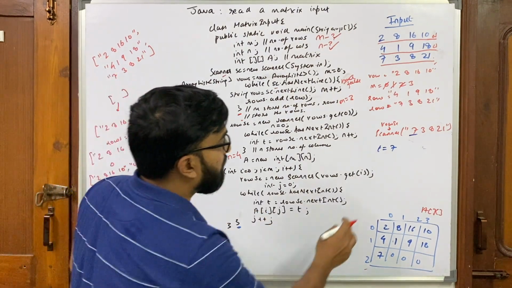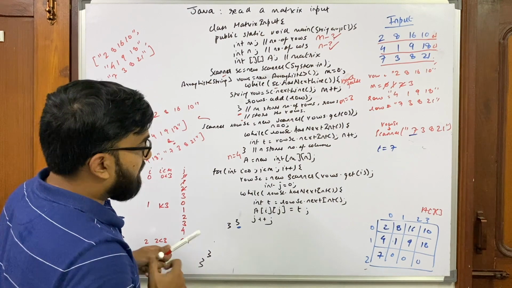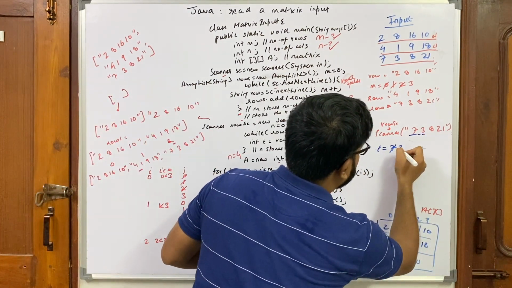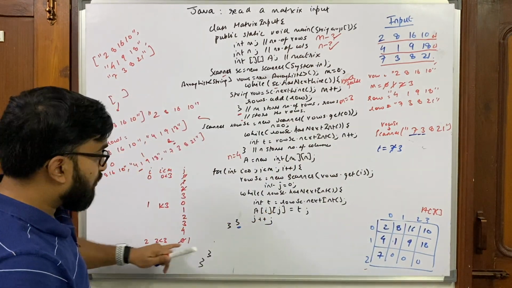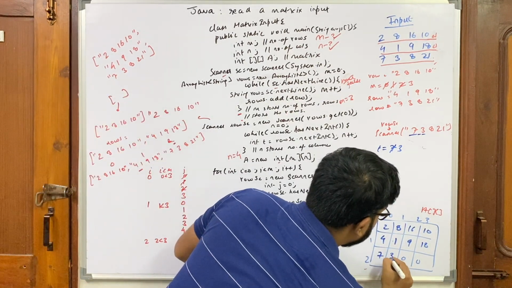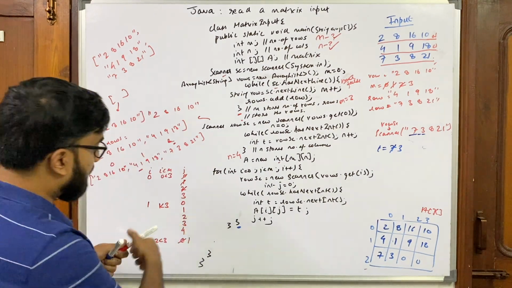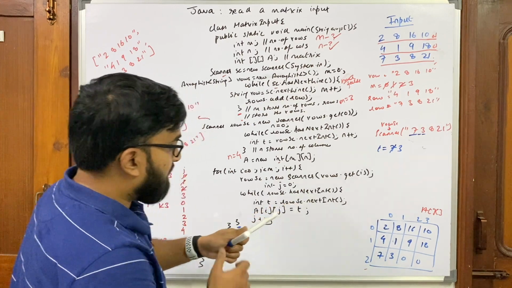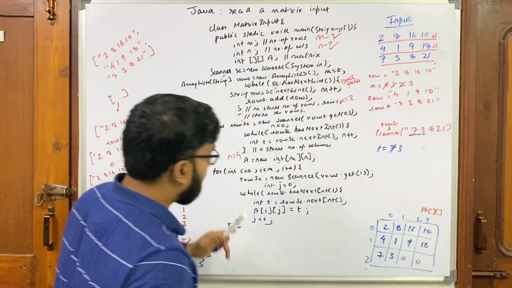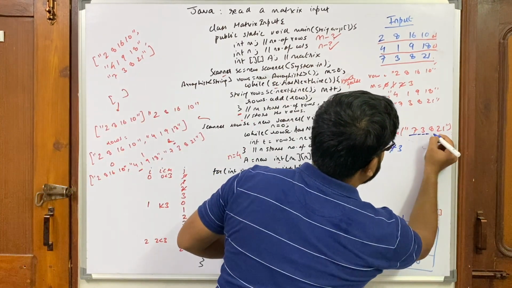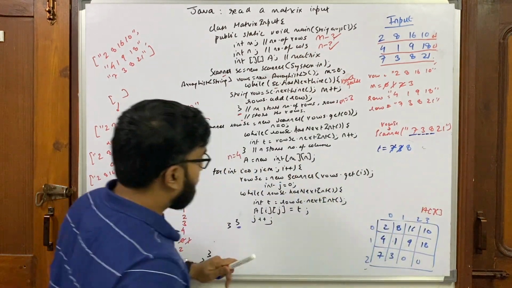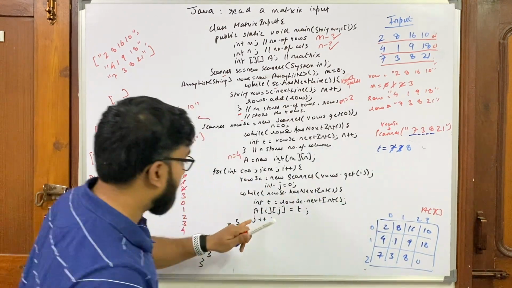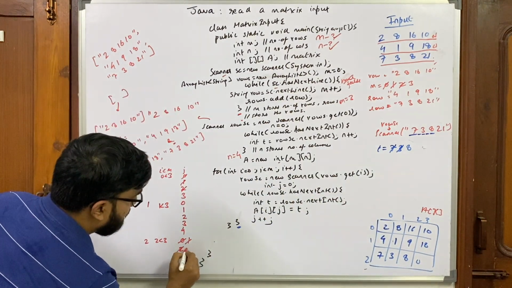Row sc dot has next int is true, because 3 is the next int. We do t is equal to row sc dot next int. White space is ignored, 3 is returned, t becomes 3. aij is t, a2 comma 1 is 3. Okay, j plus plus, j becomes 2. Row sc has next int is true, since 8 is the next integer, t is row sc dot next int, white space is ignored, 8 is returned, t is 8, aij is t, a2 comma 2 is 8. j plus plus happens, j becomes 3.